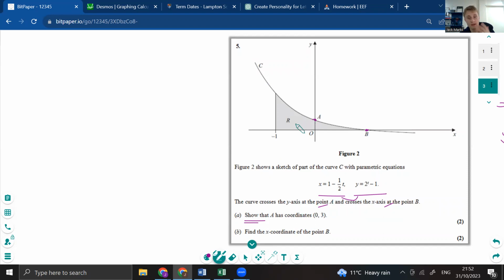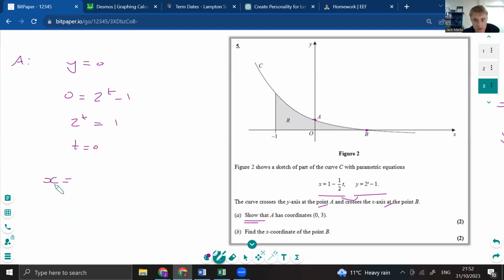So what can I see visually at A? Well, it crosses the x-axis. So that means that at A, the y bit is equal to 0. So let's put that into the y equation. So 0 is equal to 2^t minus 1. Move the 1 to the other side. 2^t is equal to 1. What does a power have to be such that you get 1 as the answer? Clearly, t is equal to 0. No need to do logs. You can just do that by inspection. So t equals 0. So now I need to use that in the x equation.